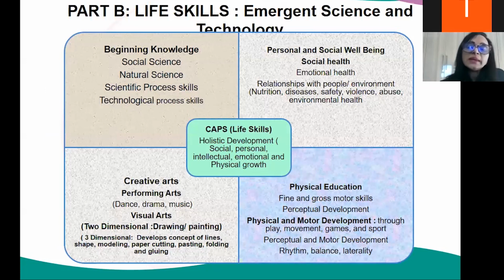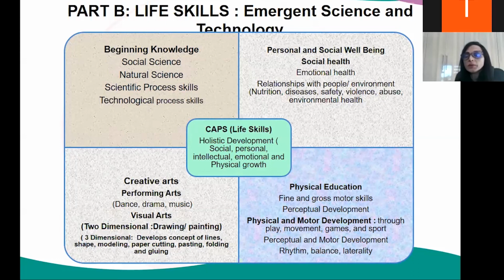That was the end of part A, maths. We now move on to part B, which is life skills, emergent science, and technology. Now, in grade R, life skills is made up of a number of areas. One is beginning knowledge, which includes social science, natural science, and technology. Then we move on to personal and social well-being and social health.